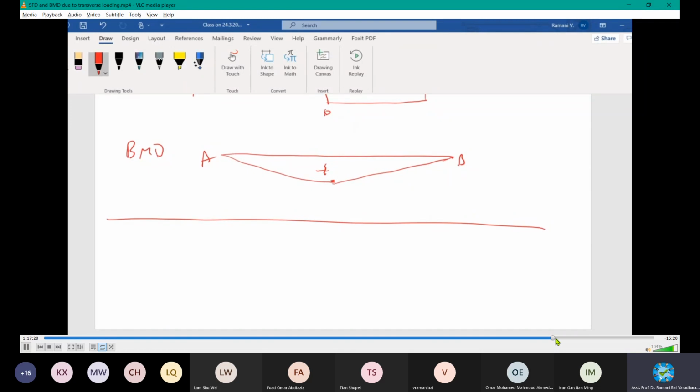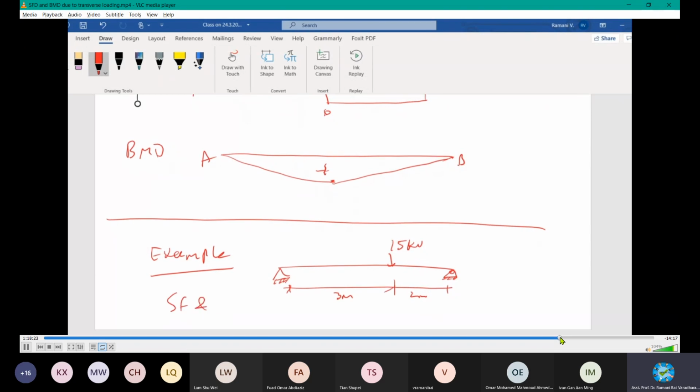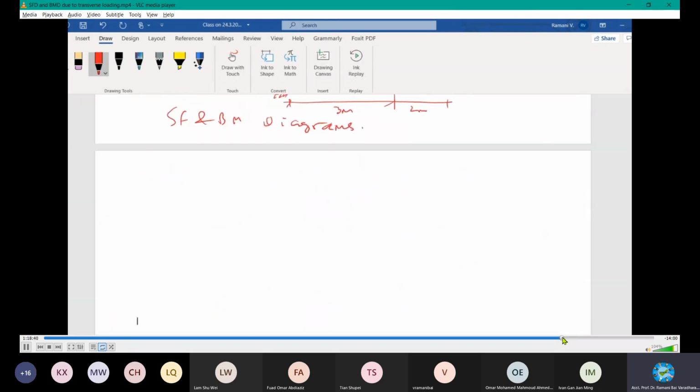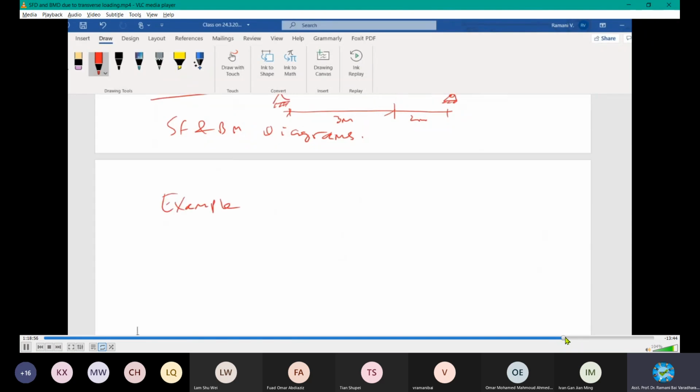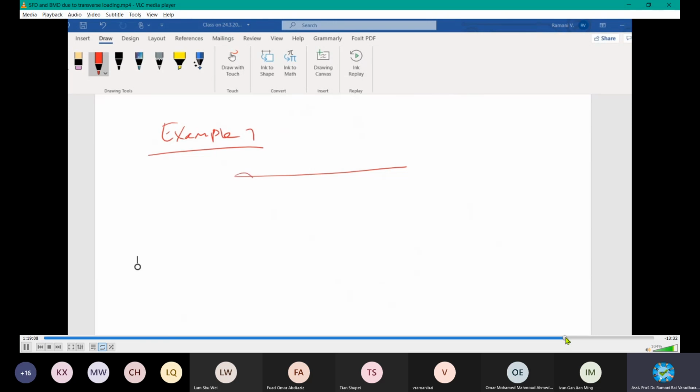For UDL, similarly you can solve for different conditions, the different distance, 15 kilonewton acting. Can you do the shear force and bending moment? Do shear force and bending moment. Now go to example 7 with the UDL, another case of UDL.